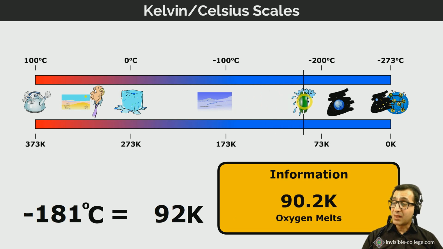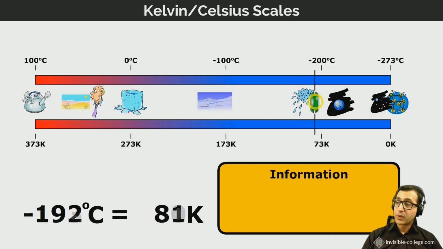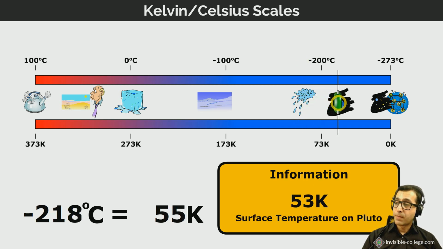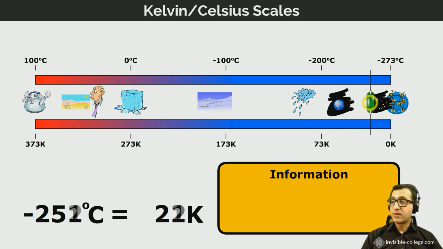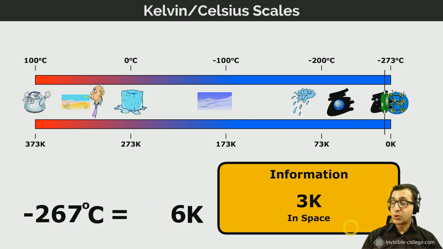So oxygen, the melting point of oxygen is 90.2 Kelvin. So this gives you the freezing point or melting point of oxygen. Now, if we go even colder than this, the surface temperature on Pluto is 53 Kelvin. If we go even colder than this, we eventually get to the temperature of free space.